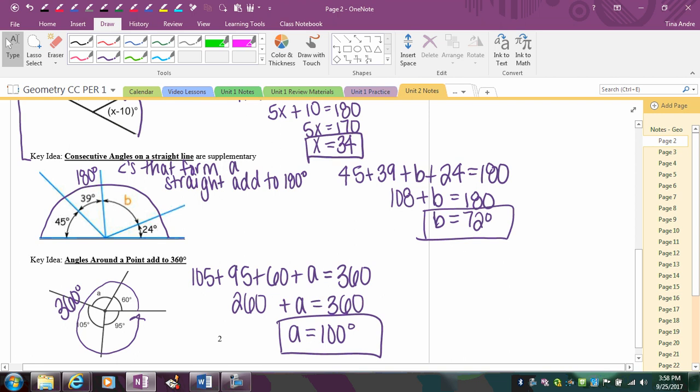So write your key ideas down and then do your check your understanding problems. And make sure when you're doing those that you're thinking about these key ideas and that you're including these in your reasoning while you're doing the problems, because that's going to be really important to be able to explain your work as you're solving these problems.